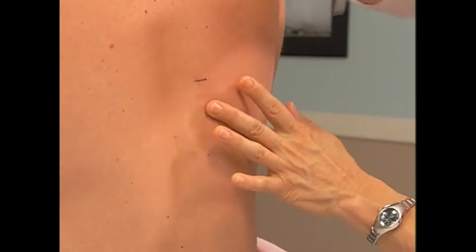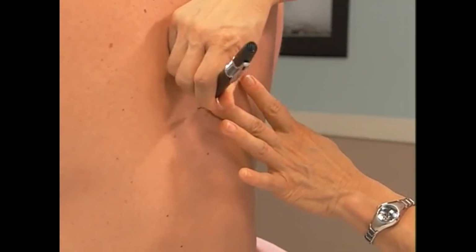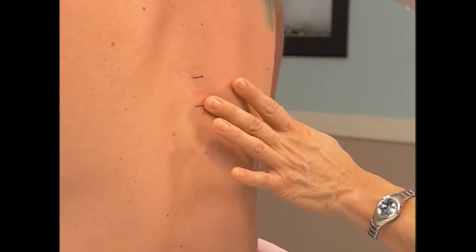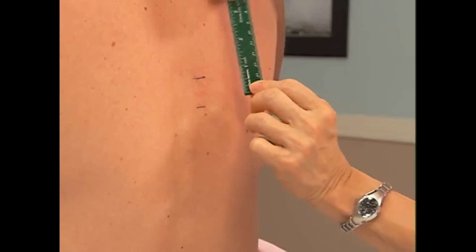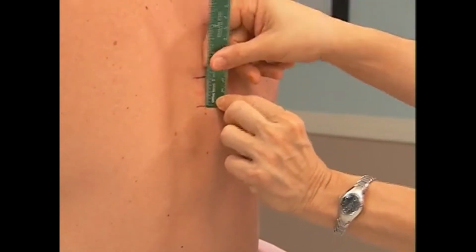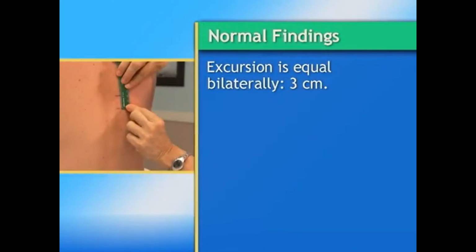Percuss the intercostal spaces from your mark downward until resonance changes to dullness. Mark the level and allow the client to breathe. And breathe. Measure the distance between the two marks. Then repeat the procedure on the left side. Excursion is equal bilaterally, 3 centimeters.